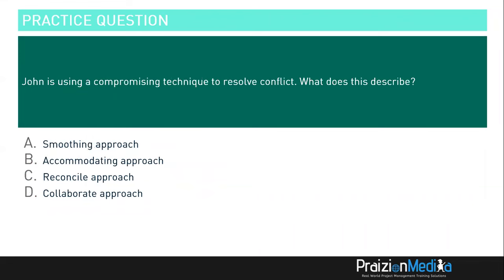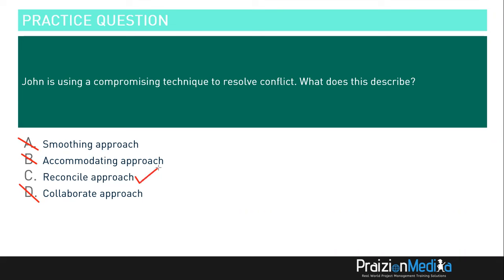Okay, my friends, here is your final one. John is using a compromising technique to resolve conflict. What does this describe? All right, hit the pause button if you need more time. 3, 2, and 1. All right, so taking a look at the options, my friend, it would not be smooth or accommodate. Those are the same thing. But compromise is not collaborate, it's reconcile.